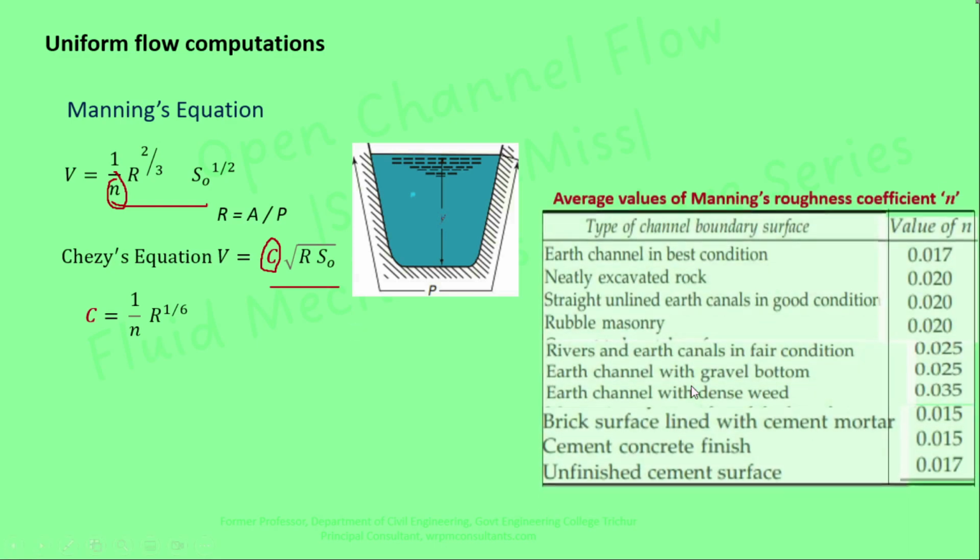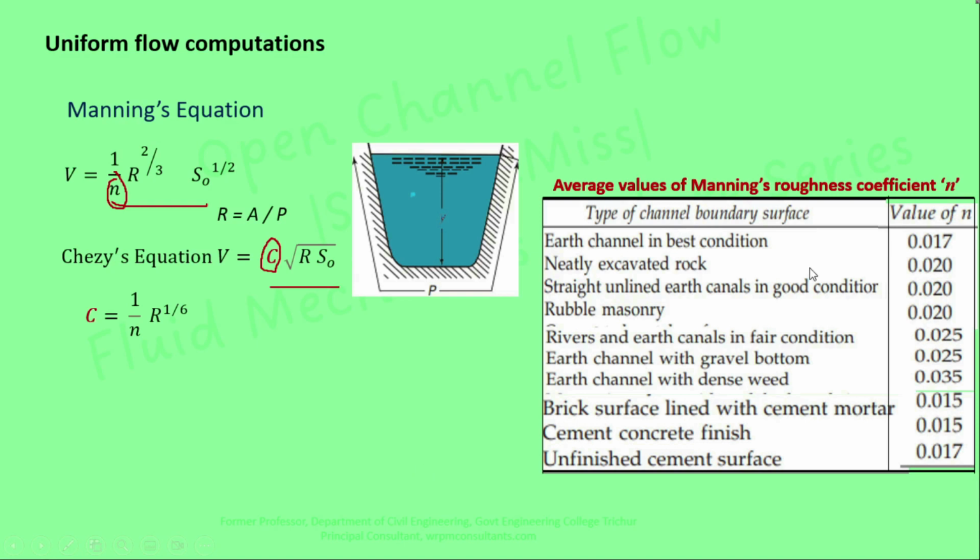For most channels, these n values are available. The variation is based on the smoothness of the channel. If it is a cement concrete finish channel, n equals 0.015, whereas for unfinished cement surface, n equals 0.017, and it increases drastically for an earth channel, which is 0.035. Whenever we are dealing with problems, these n values are available, so we can directly calculate the velocity. Correspondingly, we can calculate the discharge as Q equals area into velocity.